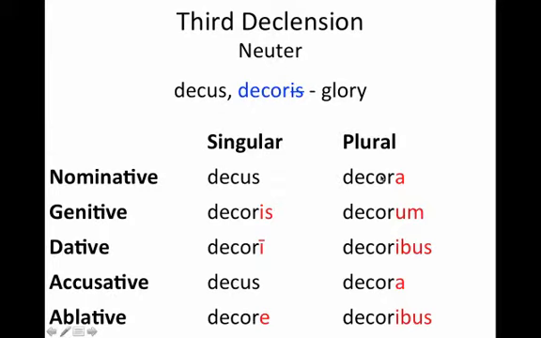Moving into the plural, we're always going to use that A as the ending for the nominative and the accusative of a neuter noun in the plural. So we're going to have decora, decorum, decoribus, decora again, and decoribus.